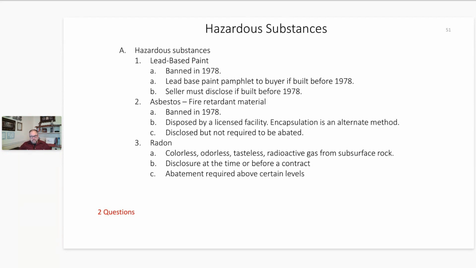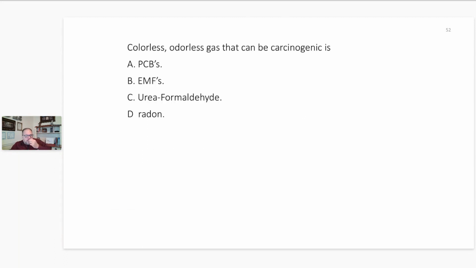Okay. So be familiar with these three. So you've got a couple of questions that I got. Colorless, odorless gas that can be carcinogenic is called what? Colorless, odorless gas. What's that called? Okay. We're talking about radon gas. Okay. Very good. Radon gas.